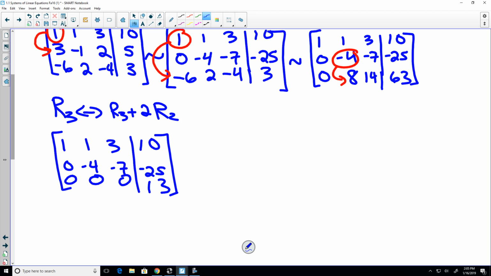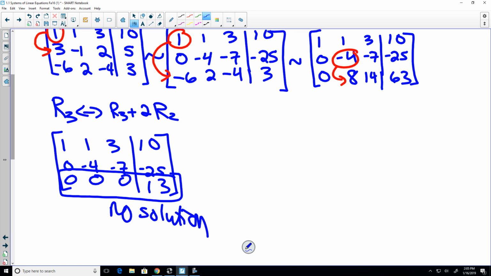So then this solution set, it's what? It's empty. No solution, right? So we get all zeros on the left and something that's not 0 on the right. That's a contradiction. This says 0x1 plus 0x2 plus 0x3 equals 13. That can't be true. So this is no solution. So if you can do that, that's an easy way to see immediately there's no solution. If two rows are multiples of each other, go ahead and add that multiple. It'll zero them out, and then it'll skip a lot of steps.